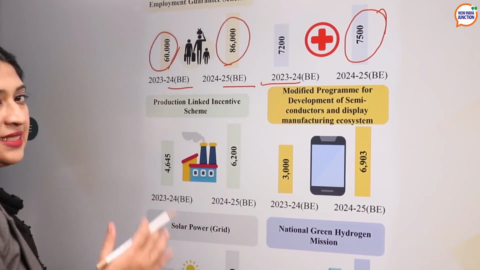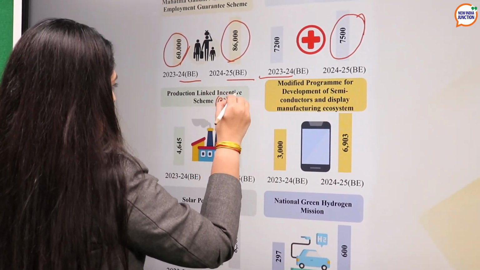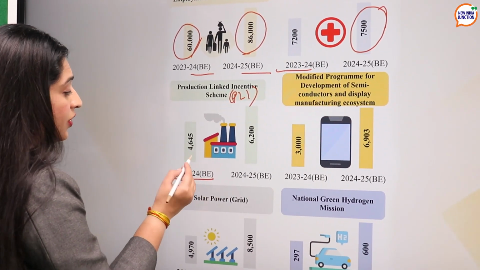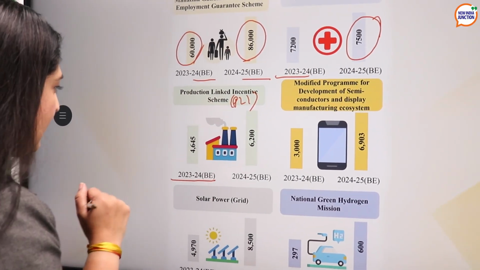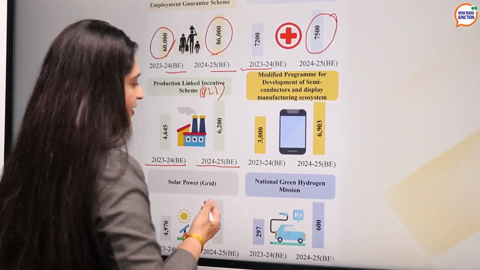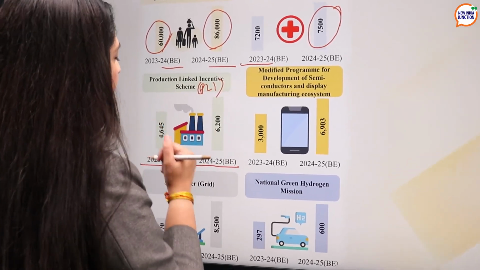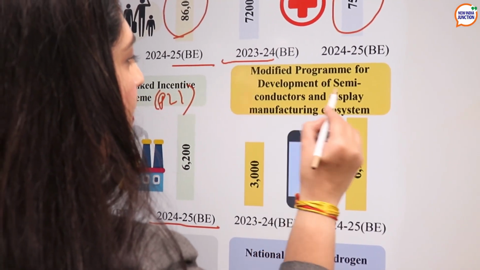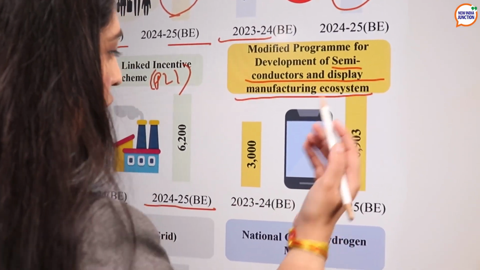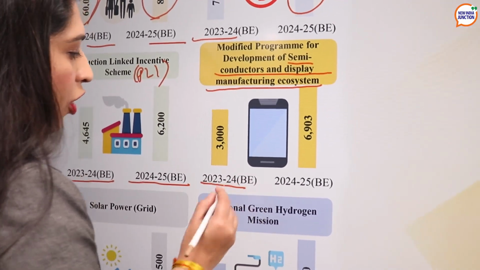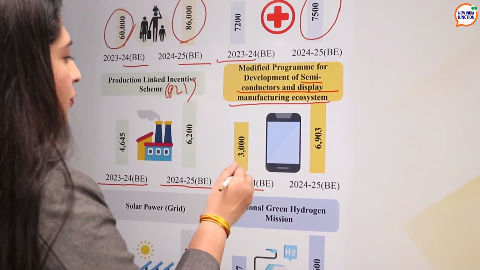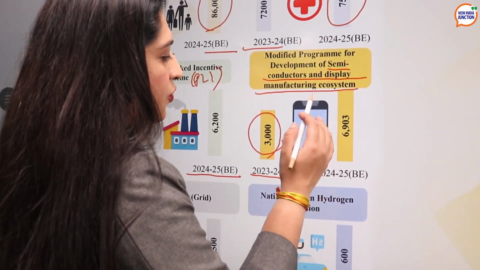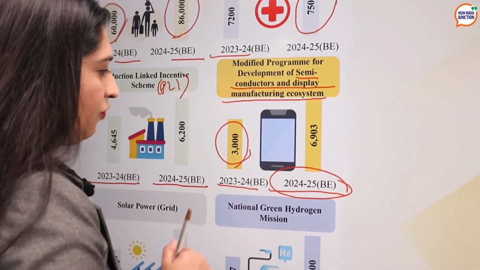Also, Production Linked Incentive Scheme, PLI. In the previous year, it was 4,645 crore rupees, and now the budget estimate is 6,200 crore rupees. Also, the modified program for development of semiconductors and display manufacturing ecosystem: from the year 2023-24, it was 3,000 crore rupees, which is now 6,903 crore rupees in the current year.